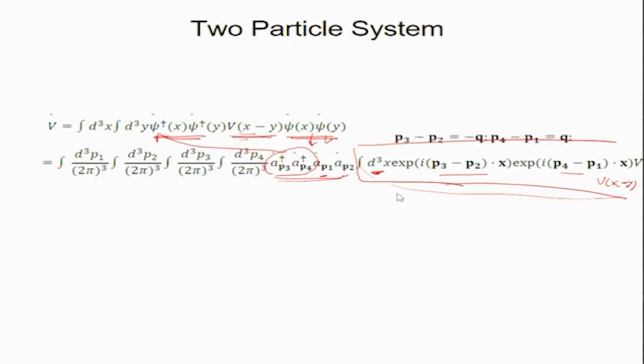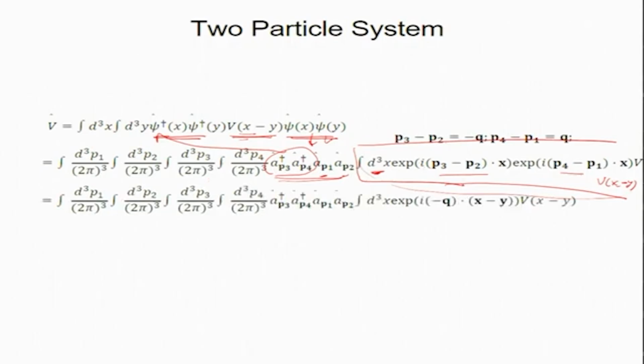So, this is a bit of manipulation. P3 minus P1 is written as Q, you will see why. P3 minus P2 is written as minus Q. So, our operator looks better. If I write it like this, then you will get x minus y. So, this is just algebra. So, this is x and y. 2 of them are with y and 2 of them with x. There is a typo here. So, P4 minus P1 is Q, and P3 minus P1 is minus Q. So, this is x and this is y.